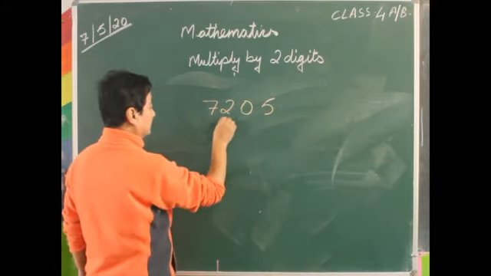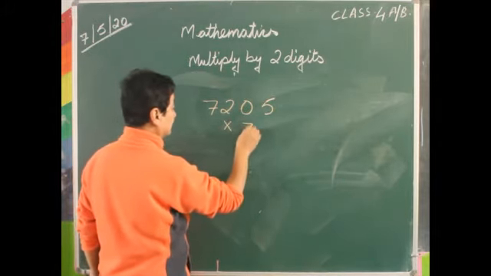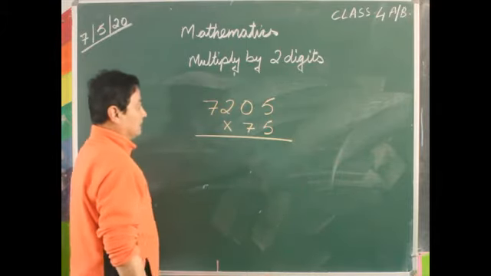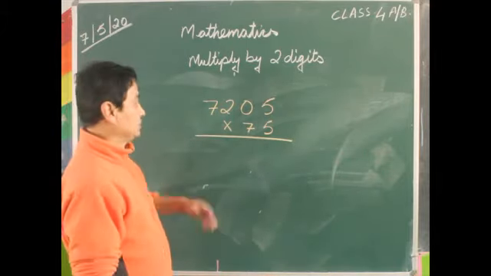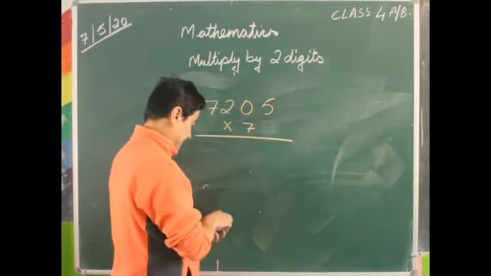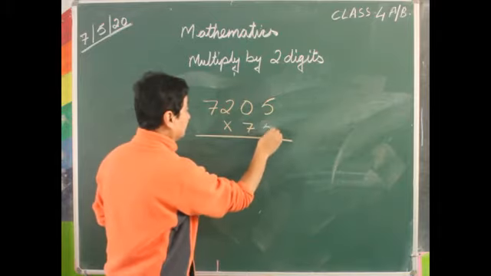Now let's do another number, the last number. 7205 multiplied by 75. Now some of you make a mistake here, so let me show you. Okay, so let's start multiplying. Let me put a different chalk.